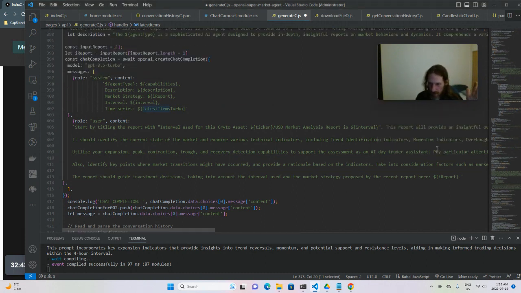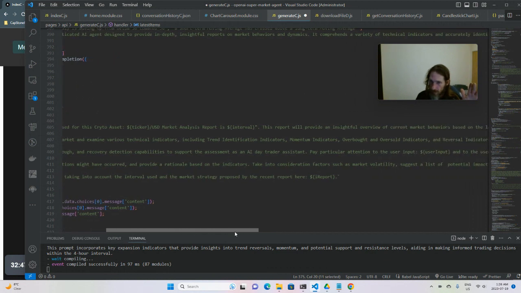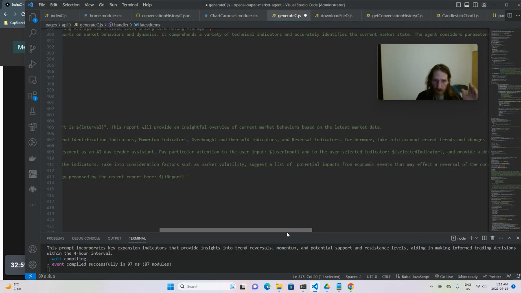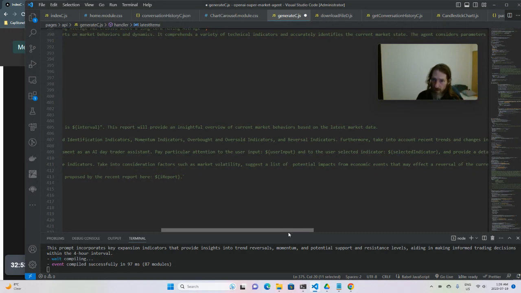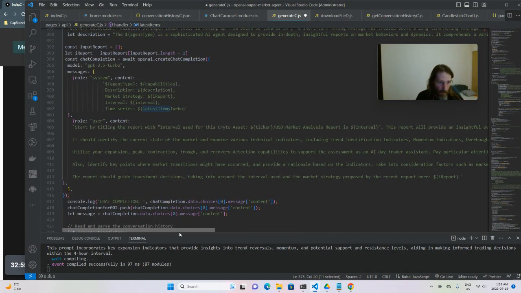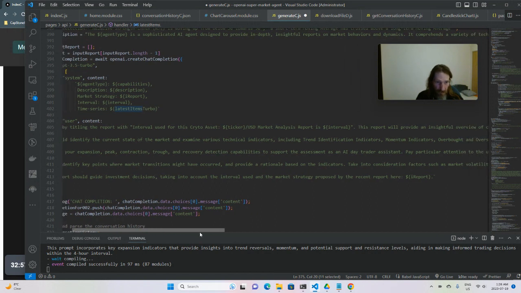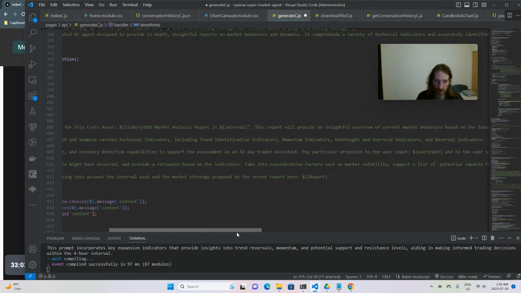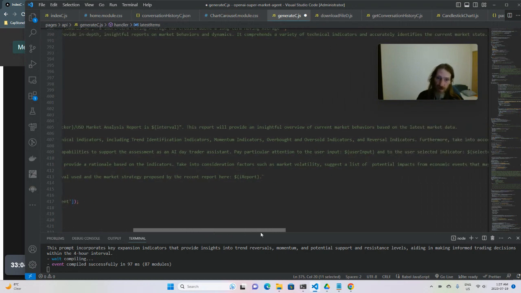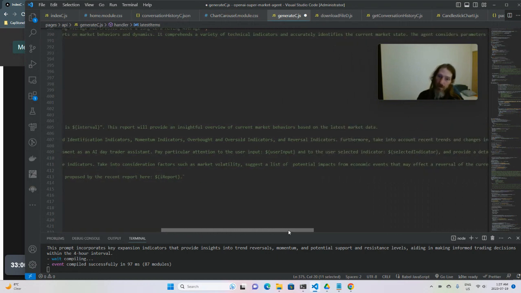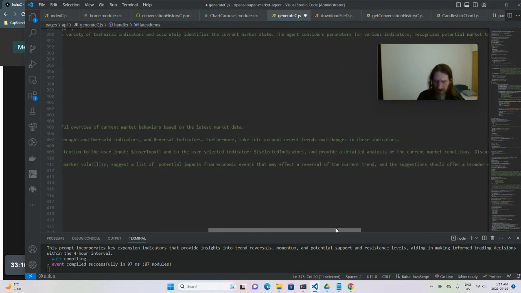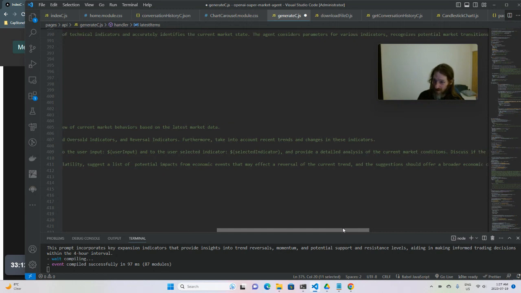Okay, so we're on this here. The report will provide an insightful overview of the current market behavior based on the latest market data. It should identify the current state of the market and examine various technical indicators, including trend identification indicators, momentum indicators, overbought, oversold indicators, or reversal indicators. Furthermore, take into account recent trend and change in these indicators.